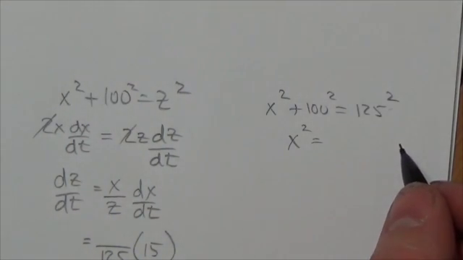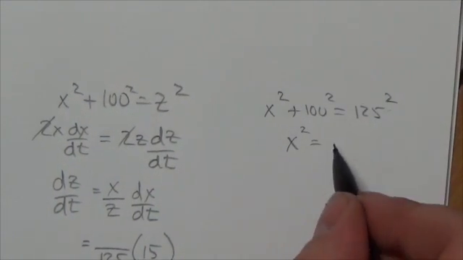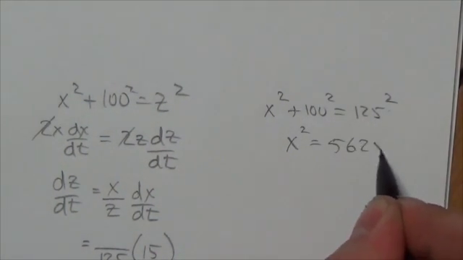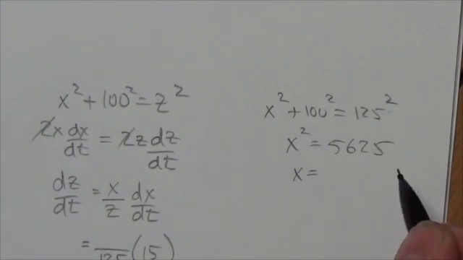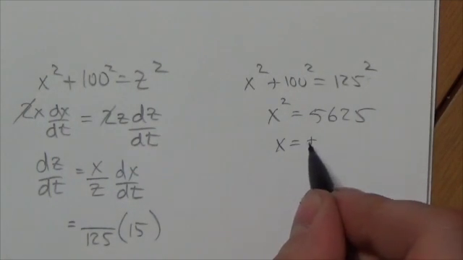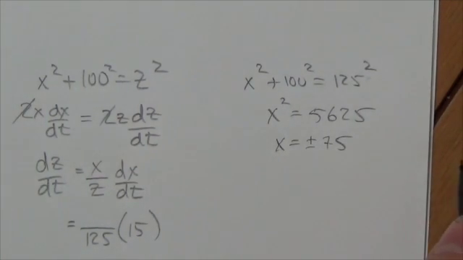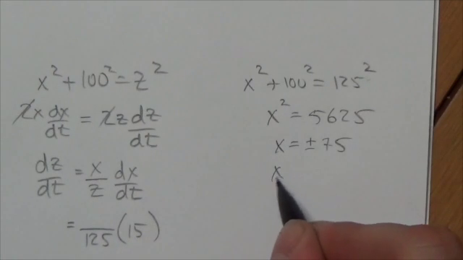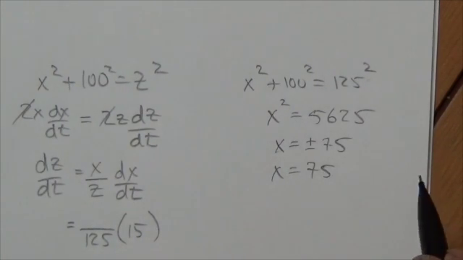So let's figure that out. 125 squared minus 100 squared, and I'm going to get 5,625. And again, I am hoping beyond hope that works out to be a nice number. Square root of 5,625. Ooh, and it does. So the square root is going to be 75, and I know that it has to be positive 75 because of the scenario we're describing.